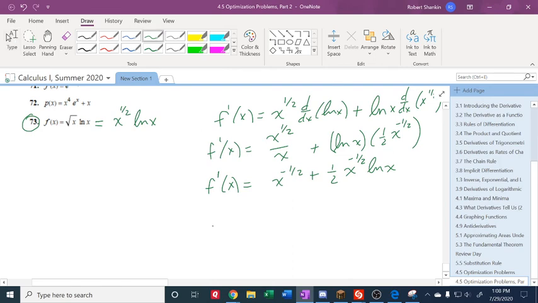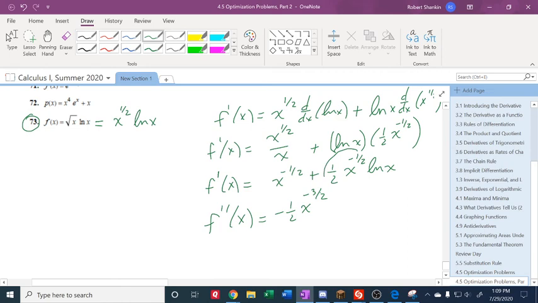Now I'm ready to take f double prime. Negative 1/2 x to the negative 3/2. Multiply these two together. Hold on a second. I screwed up. I was failing to see in this problem that this is a product rule.